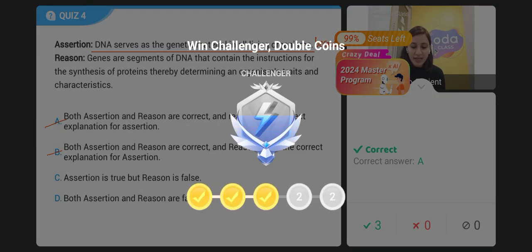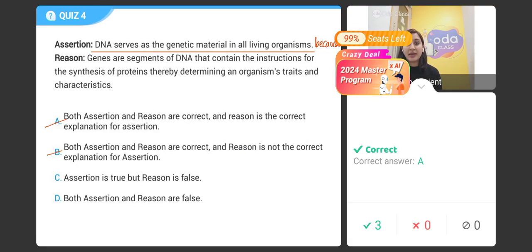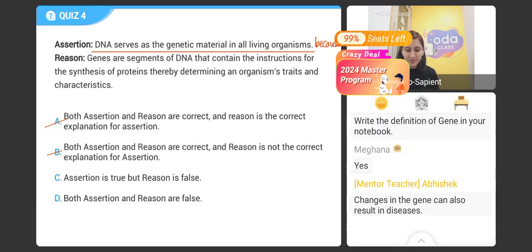Very higher order thinking question, students, but I'm sure we have learned this and you can solve it. You wrote acid also, Anirudh. No problem. But now you know the spelling, right, of DNA. Alright, students. Last 10 seconds.